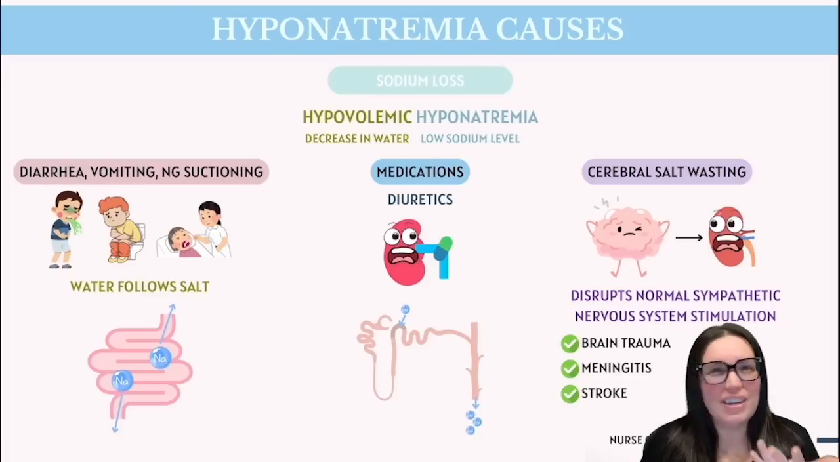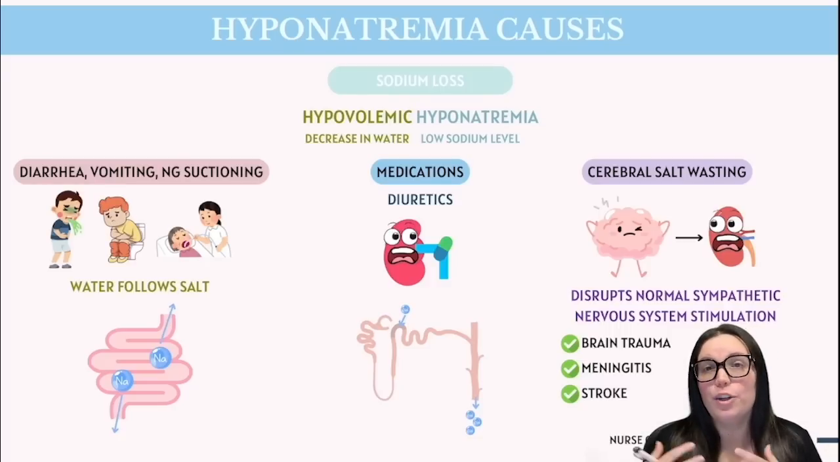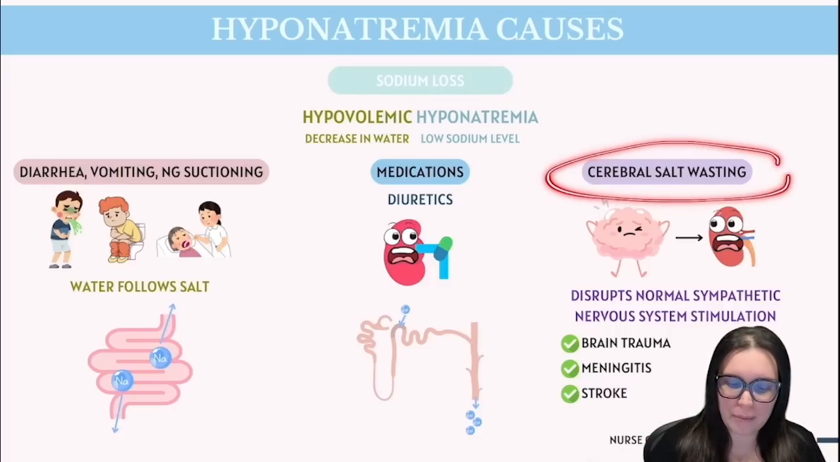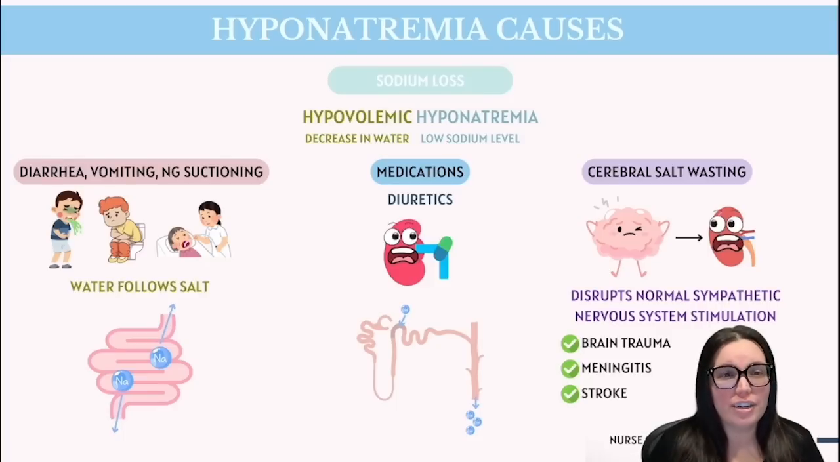You can kind of think of it like overwatering a plant and washing away all the nutrients in the soil. Eventually, the plant doesn't have enough of what it needs to thrive. The same thing happens to our body when we lose sodium and fluid. And lastly, we have a more unique scenario called cerebral salt wasting. Cerebral salt wasting is a condition where the body loses too much sodium due to an issue in the brain, often after an intracranial injury such as trauma, meningitis, or a stroke.